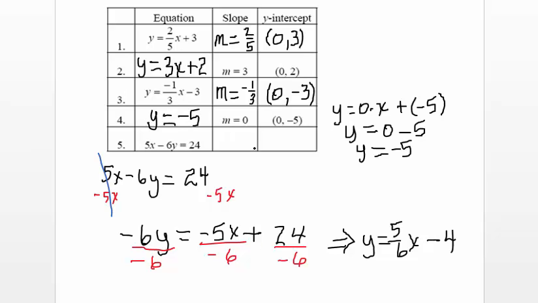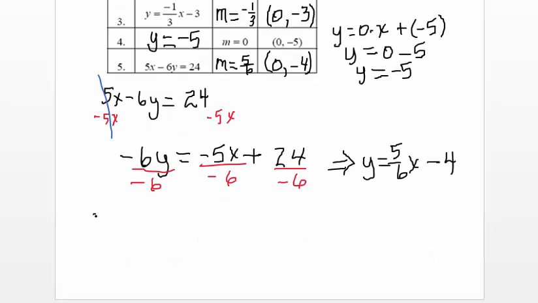So from that, I see that the slope, which is the coefficient of x, when y is isolated on the other side of the equation, is 5/6. So the slope is 5/6. The y-coordinate of the y-intercept, my b, is negative 4. So the y-intercept is the point (0, negative 4).